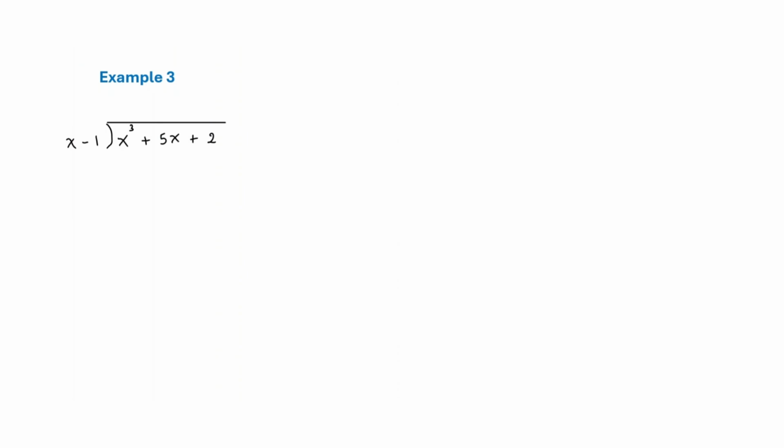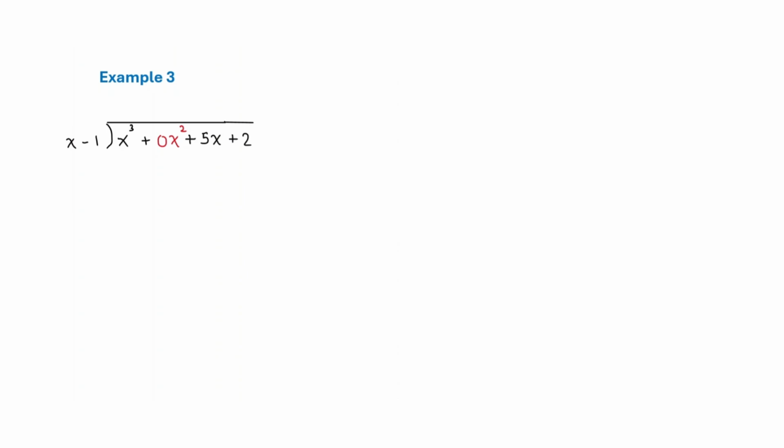Now let's look at our next example. We want to divide x cubed plus 5x plus 2 by x minus 1. Notice that there is no x squared term. When a term is missing, we need to use a placeholder. So we rewrite the dividend as x cubed plus 0x squared plus 5x plus 2. The 0x squared does not change the polynomial. It simply keeps all the powers aligned.